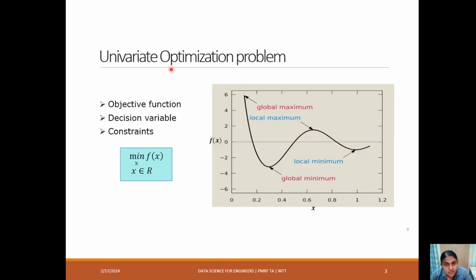Now a univariate optimization problem means it varies with one particular variable, so that means minimization of an objective function f of x, with respect to certain constraints and a decision variable. So you can see in this graph, this is the function f of x, and this function has a global maximum and a global minimum. It also has a local maximum and a local minimum.